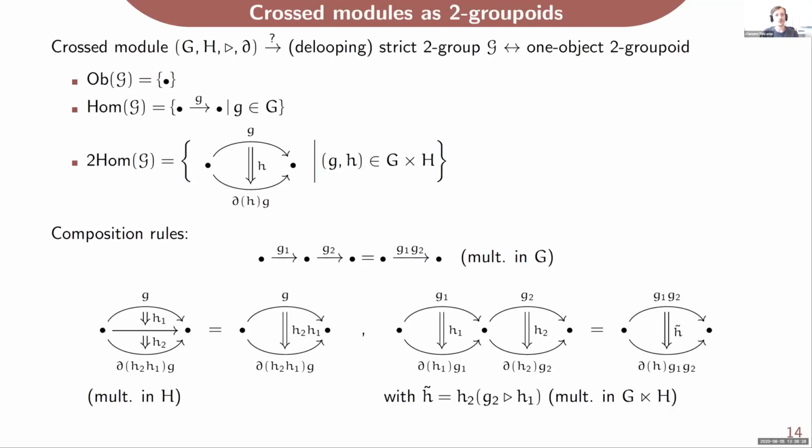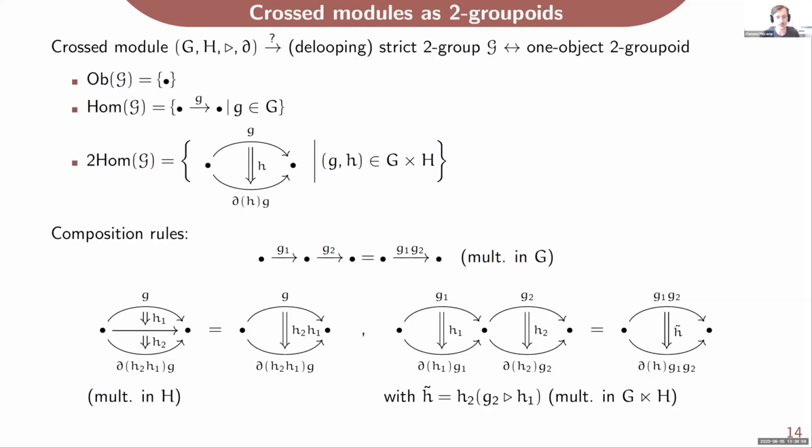So this one-object two-groupoid has a single object, which is represented by this black dot. The morphisms are labeled by group variables. And the two morphisms are labeled by H variables. And these are between morphisms labeled by G and a partial of H times G. Now, the composition rules are the following. So the composition of morphisms is dictated by the multiplication in the group. Okay?